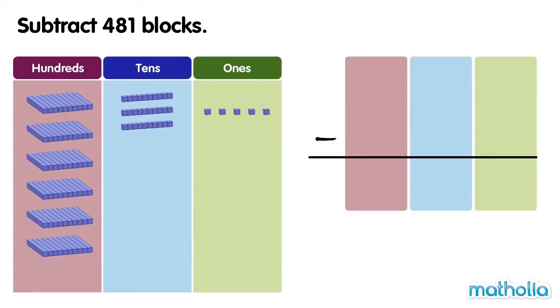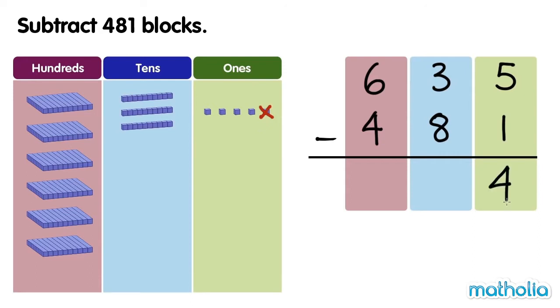Subtract 481 blocks. There are 635 blocks. We subtract 481 blocks. Let's start by subtracting the ones. 5 ones minus 1 one equals 4 ones. Next, subtract the tens.